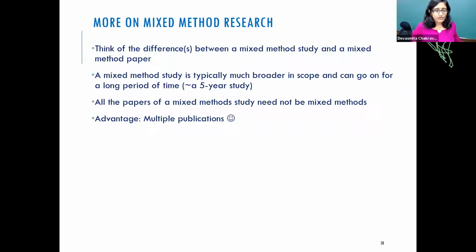You publish what mixing happened as a separate publication, but if you have more data that can be looked at as quantitative and qualitative paper, you can also publish them separately. You only have to acknowledge that this was a part of a larger mixed method study.